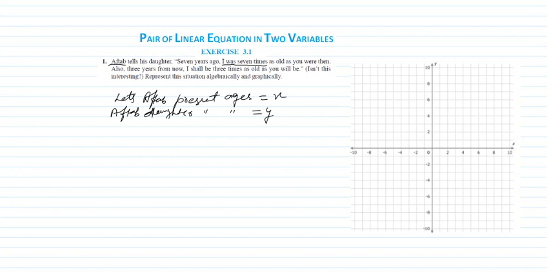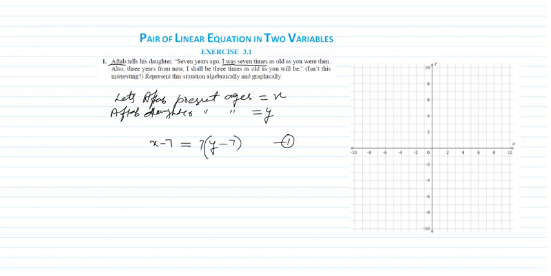If we talk about the present situation, there is a relation. Let the age of Aftab be x and his daughter's be y. Seven years ago means 7 years ago from the present situation, Aftab was 7 times as old. To make them equal, we will multiply the age of his daughter by 7. So this will be our first equation.